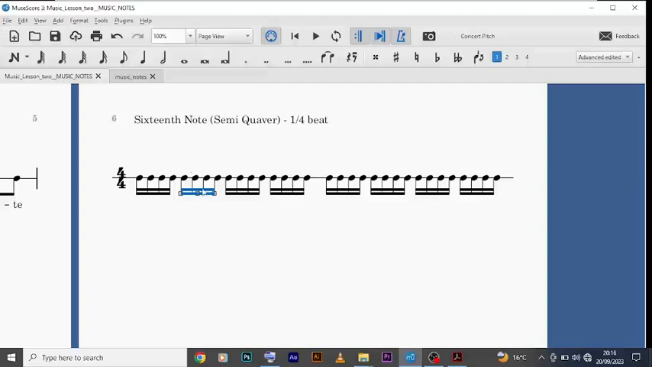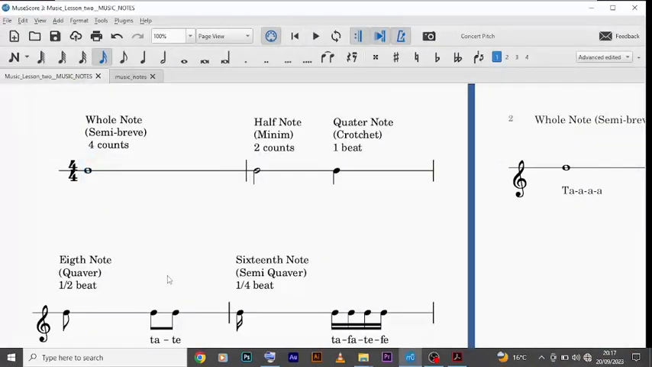These 4 in a space of 1 crochet. These 4 in a space of 1 crochet. These 4, and as you continue. So this would be sung as tafatefe, tafatefe, tafatefe, tafatefe. And I hope that is easy to identify.